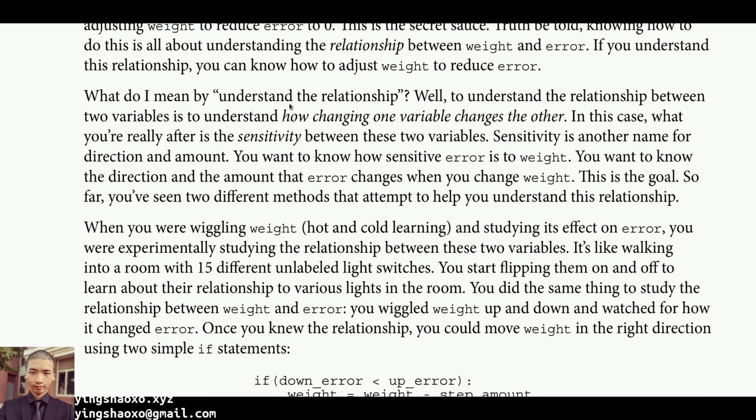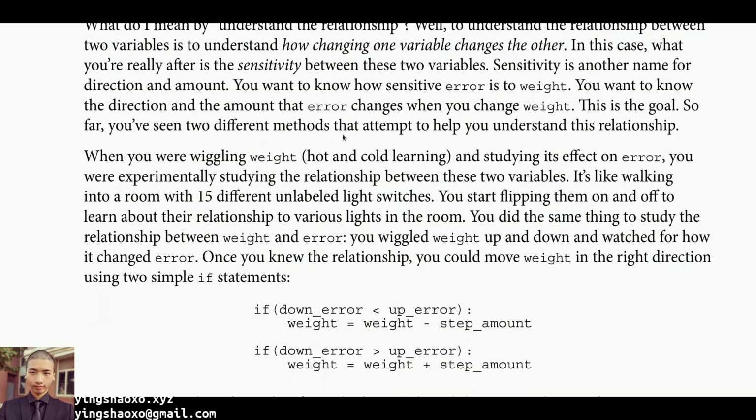What do I mean by understand the relationship? Well, to understand the relationship between two variables is to understand how changing one variable changes the other. In this case, what you are really after is the sensitivity between those two variables. Sensitivity is another name for direction and amount. You want to know how sensitive error is to weight. You want to know the direction and the amount that error changes when you change the weight. This is the goal. So far, you've seen two different methods that attempt to help you understand this relationship.